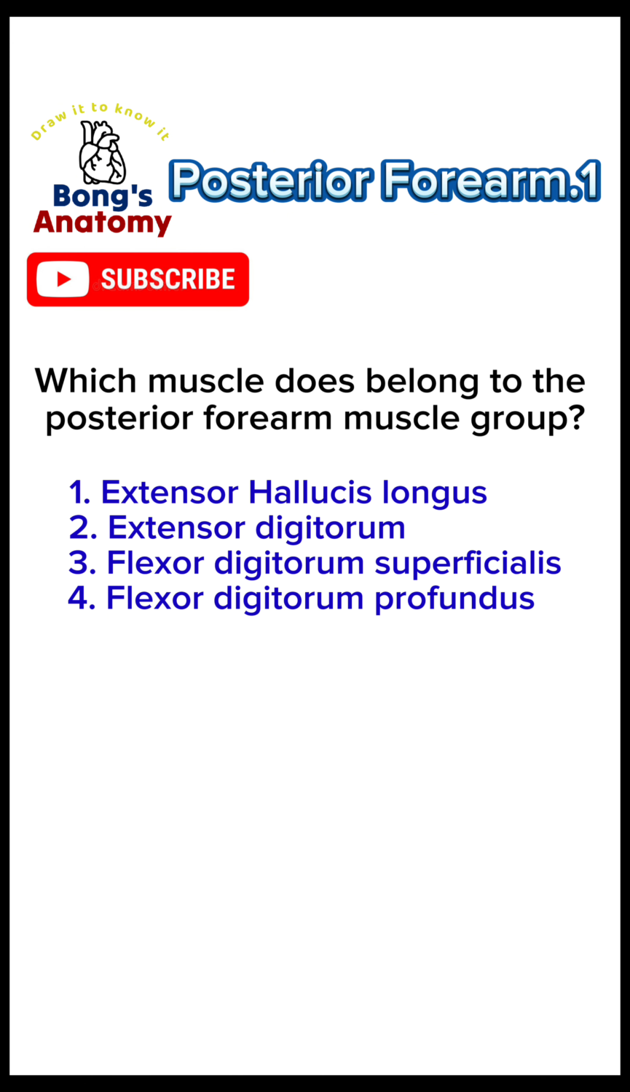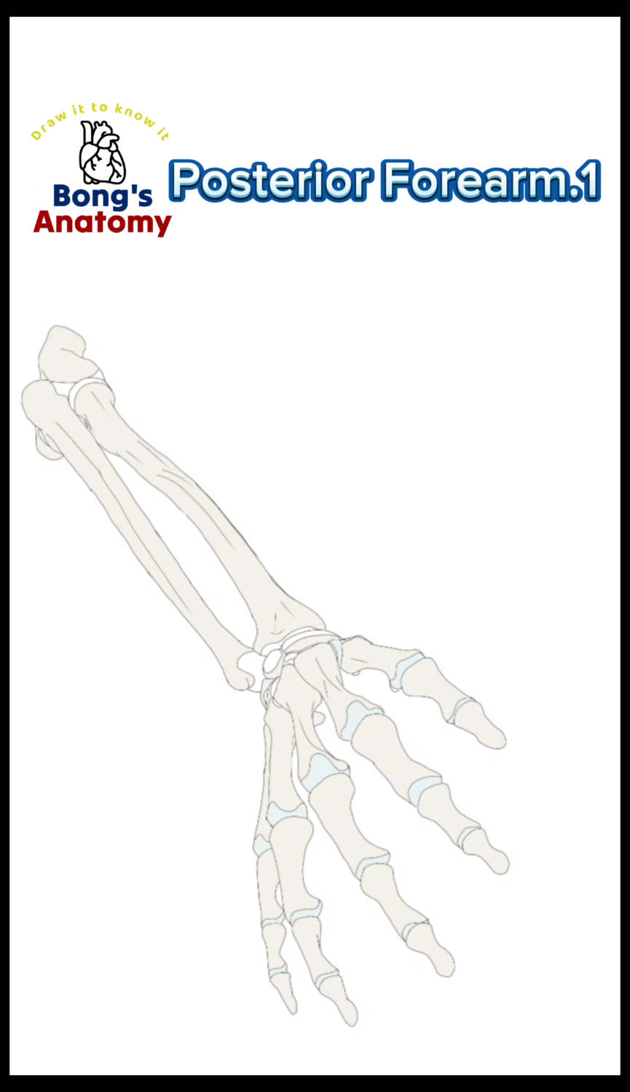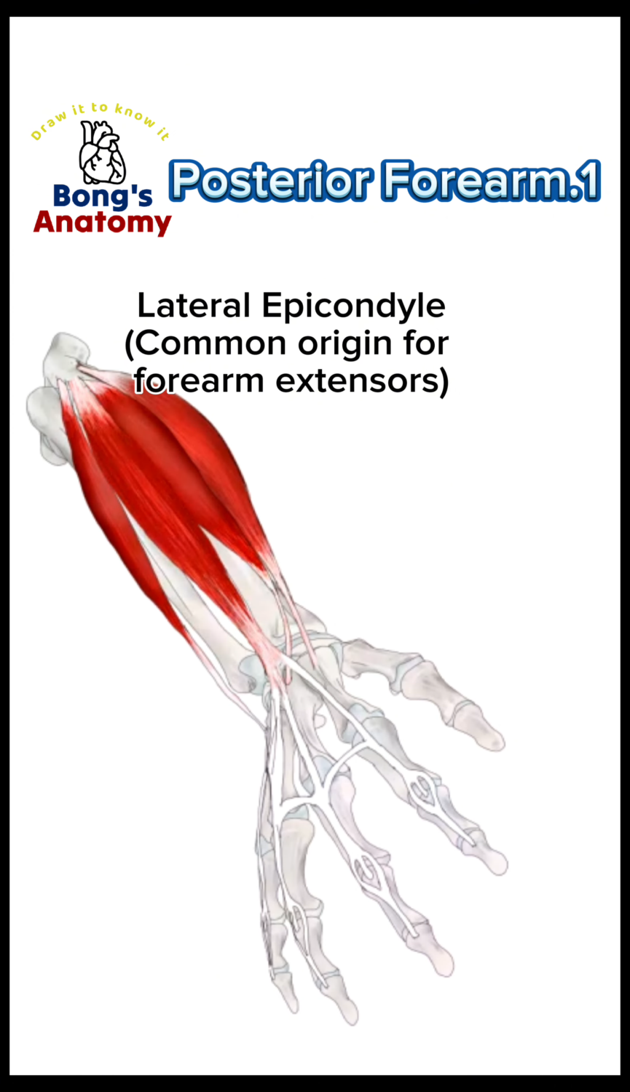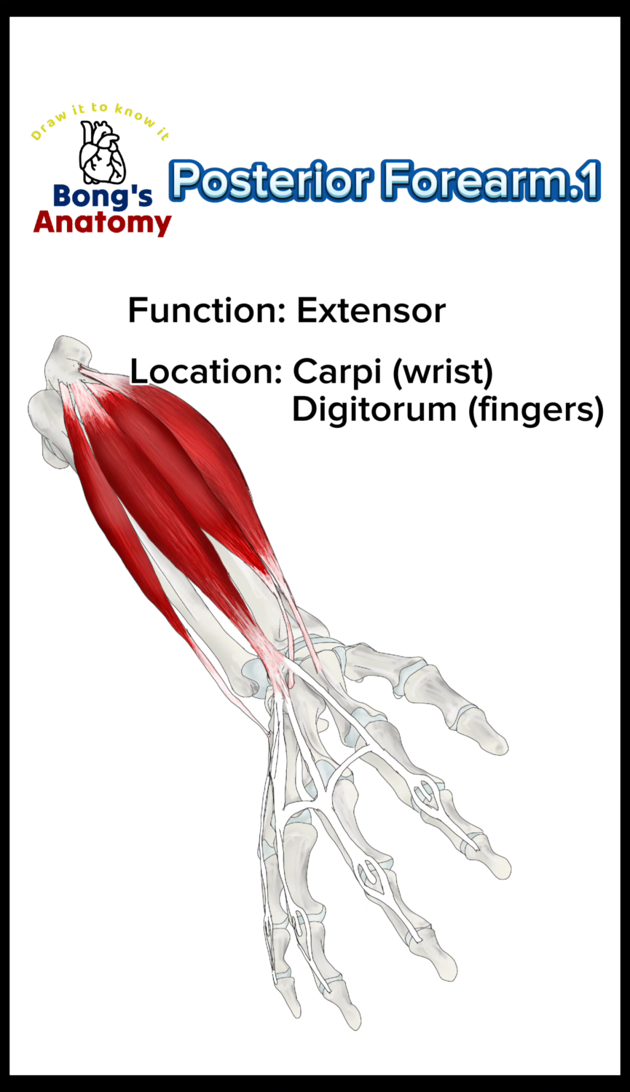Posterior compartment of the arm, part point 1. There are many muscles to cover, but rest assured that there is a trick. We name the muscle by its function, location, and description. From around the lateral epicondyle, we can find 4 extensors. So, all of them start with the extensor and then you must see where it goes.